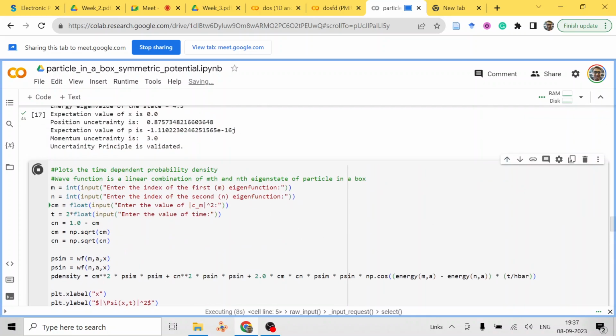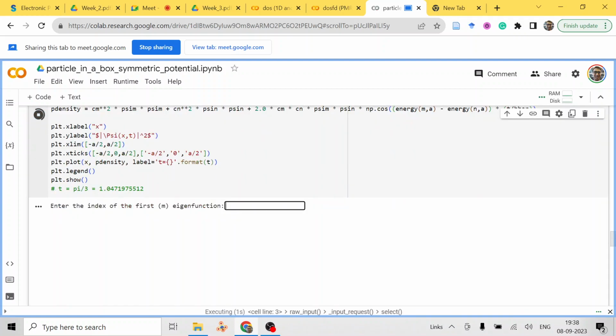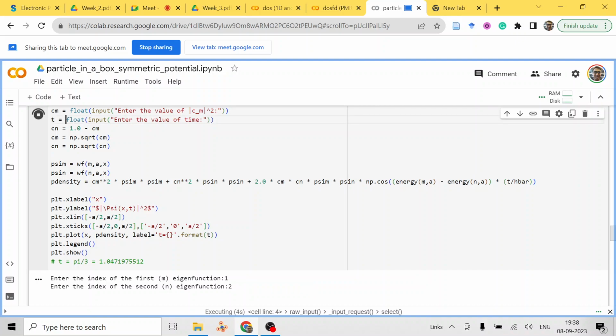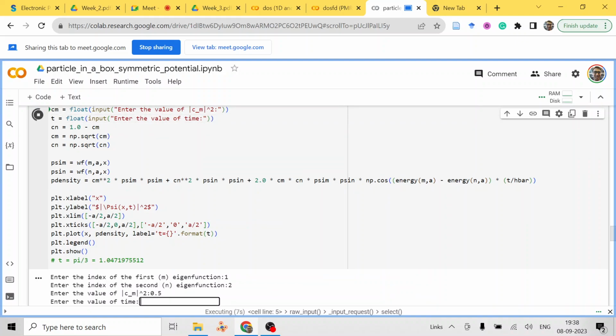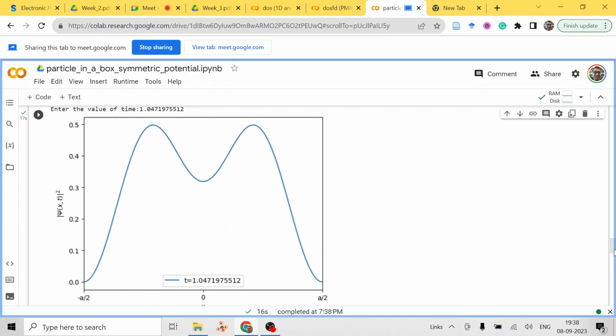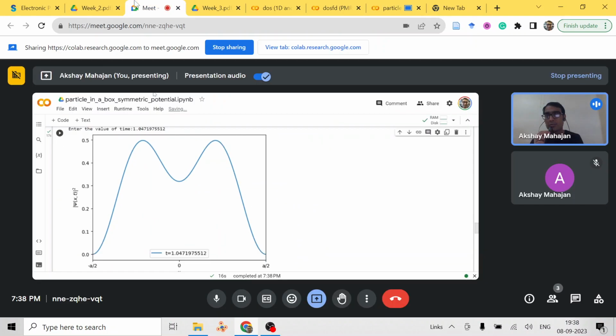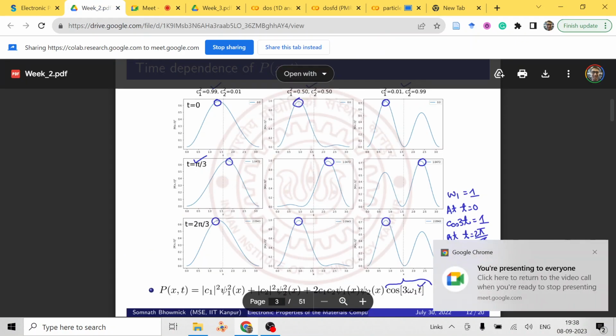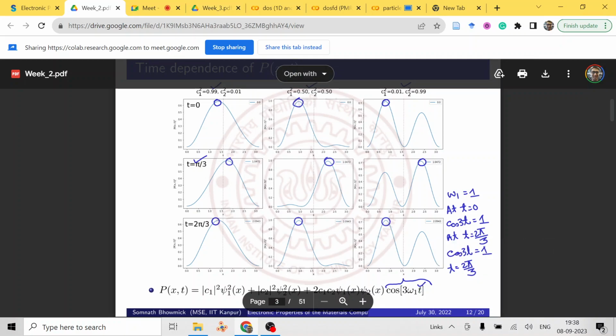let me stop this. Let's have 1, let's have 2, let's have 0.5, let's have t equals pi by 3 in here. You can see that t equals pi by 3 is actually a little different. So this is changing. At t equals pi by 3, it is not going to the right side, but at t equals 2 pi by 3, it is happening. So that has changed.